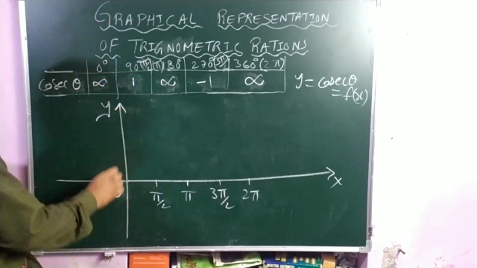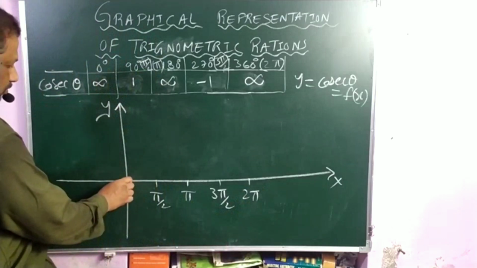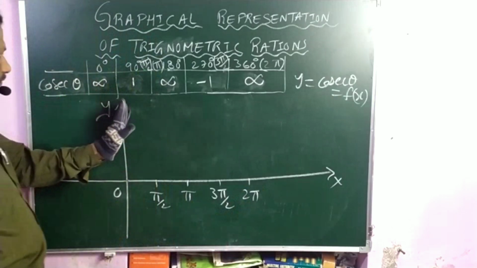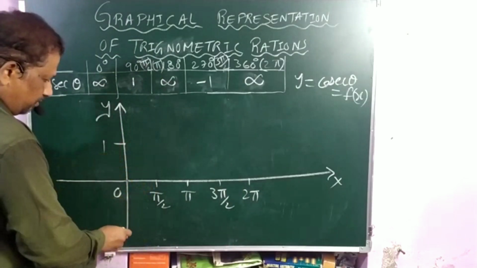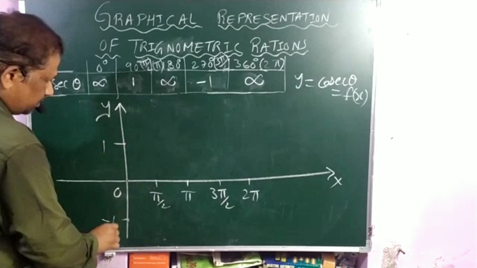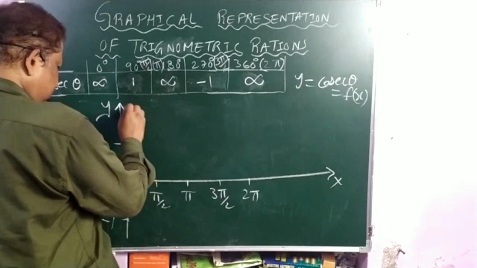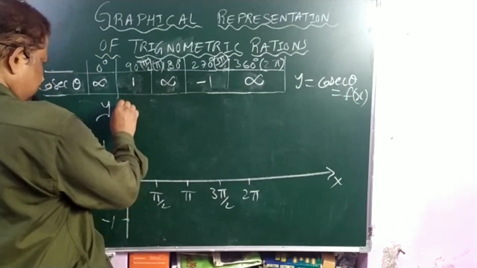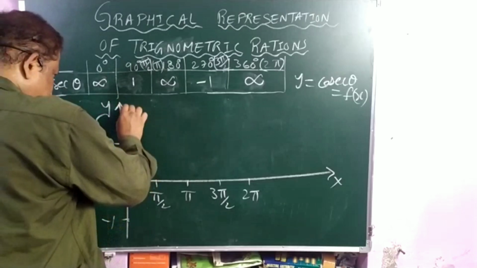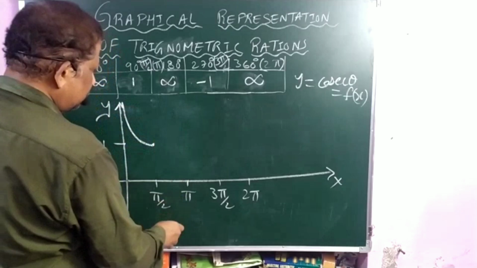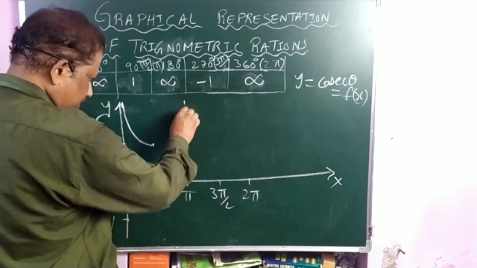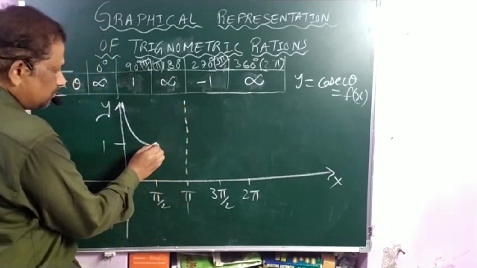So now cosecant 0 is infinity. Cosecant 0 is infinity. Somewhere infinity will come. For 90, here 1, and here we take minus 1. So infinity means, like this it comes, infinity to 90. So again at 180 degrees it is infinity. So like this it goes.